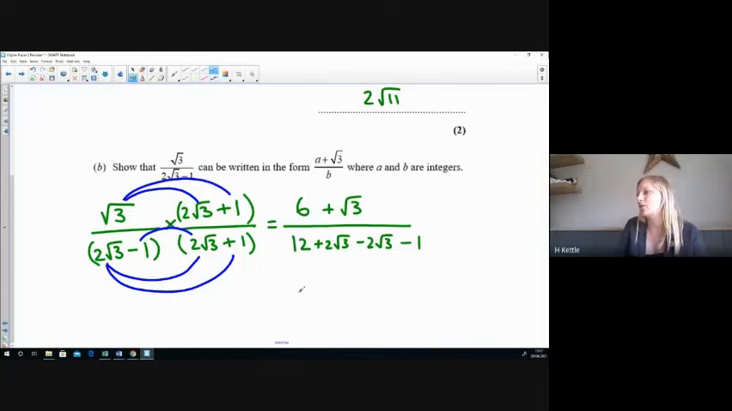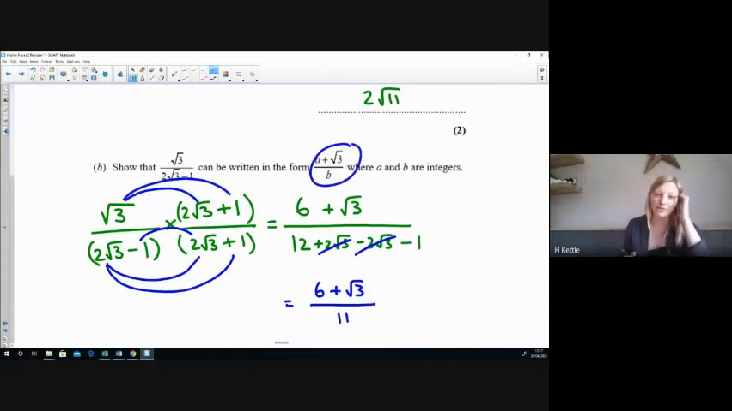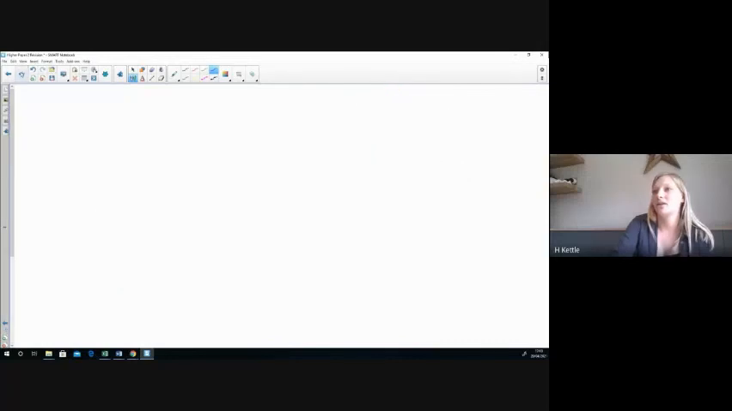Simplifying all that down, we've got 6 add root 3 for the numerator over, these guys are going to cancel, and I've got 12 take away 1, so over 11. And that is now in the form that they wanted, and we couldn't simplify that anymore. That's done. And I think that's it.